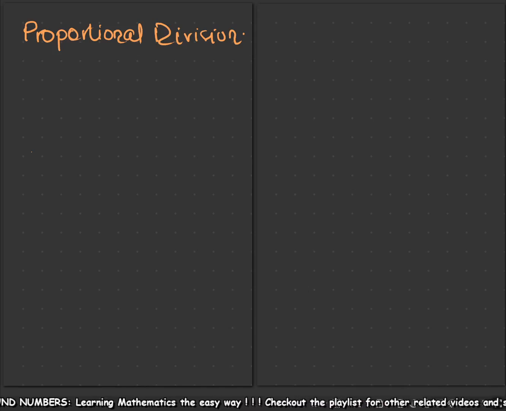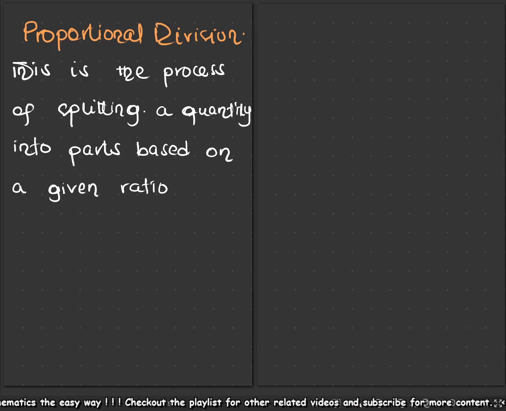In this video, we are looking at proportional division. When we talk of proportional division, what comes to mind? In simple terms, it is the process of splitting a quantity into parts based on a given ratio. Let's say you are dividing a quantity based on a given ratio. What does this mean?